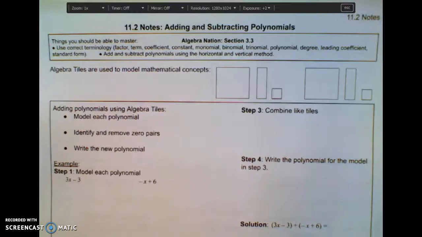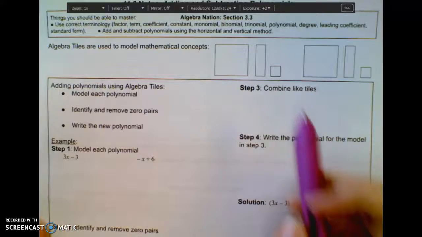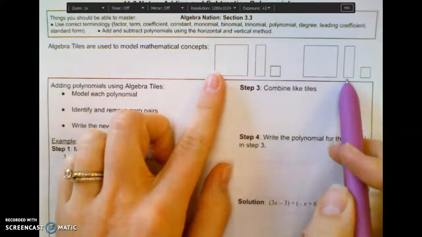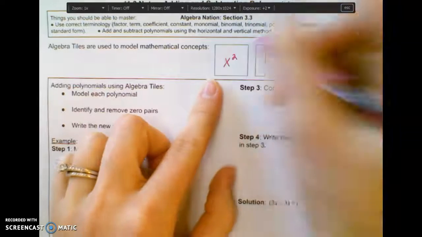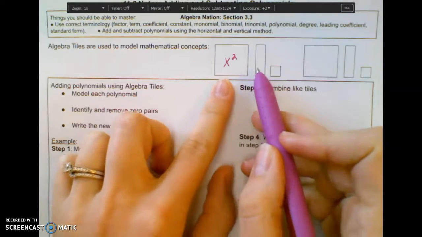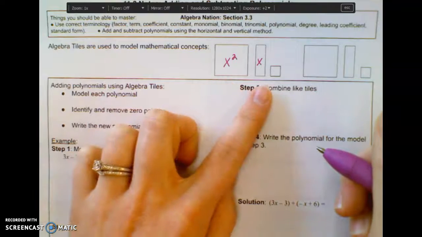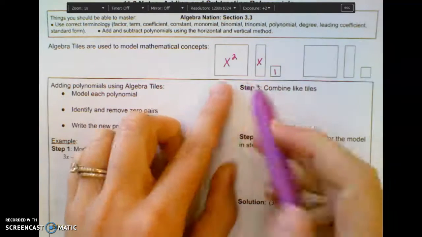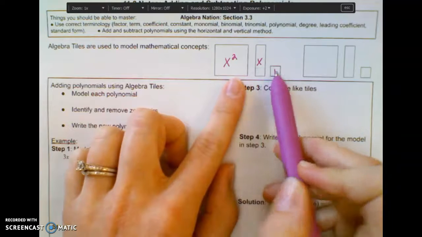All right, 11.2 is adding and subtracting polynomials. So the first thing we're going to do for this front page is look at algebra tiles. Algebra tiles are used to model mathematical concepts. So we have positive algebra tiles and we have negatives. If we see this big square, that is x squared. That stands for x squared. Then this rectangle stands for x, and this little one stands for 1. And notice these are all positive. Positive x squared, positive x, and 1.